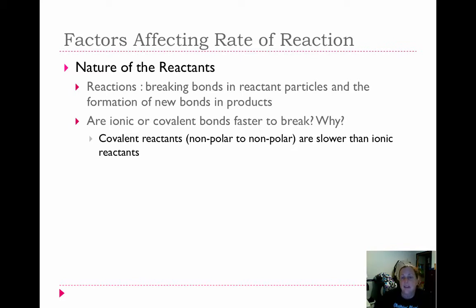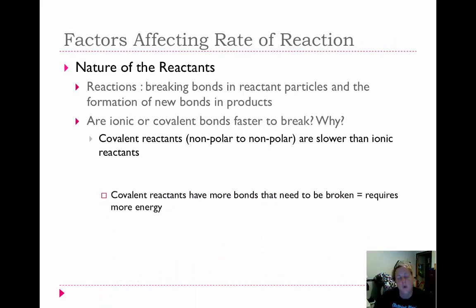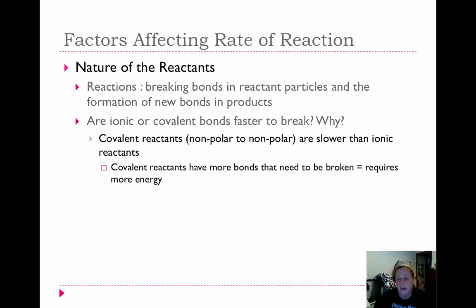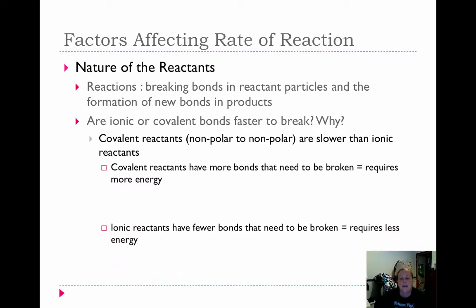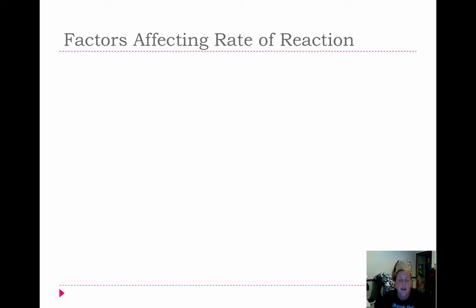Covalent reactants are nonpolar, while ionic are polar, and it takes more time to break your covalent bonds. They have more bonds between them that need to be broken, so it takes more energy to break additional bonds. Ionic reactants have fewer bonds that need to be broken, so if you have fewer bonds to break, this takes less energy. The more energy required, the slower the reaction, and the less energy it takes, the faster the reaction.